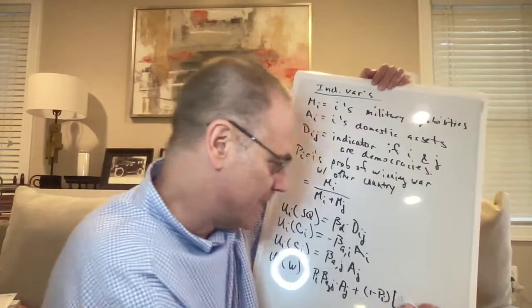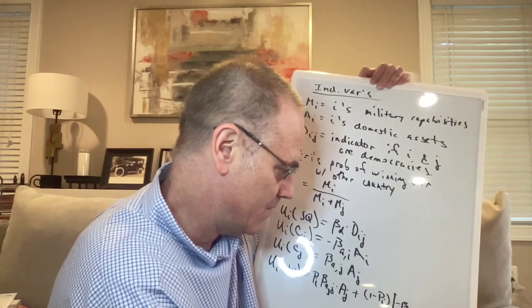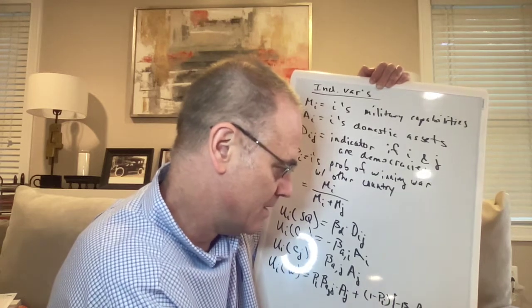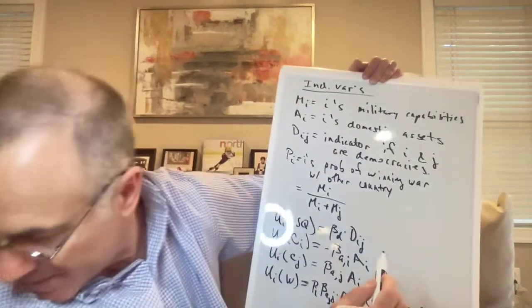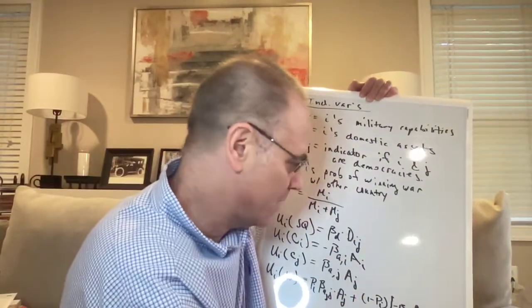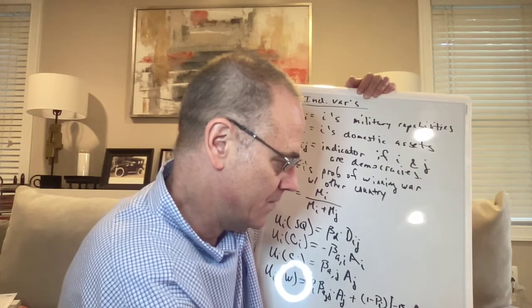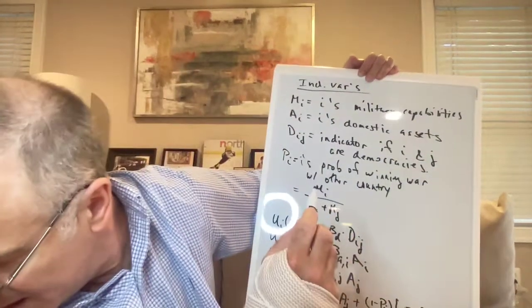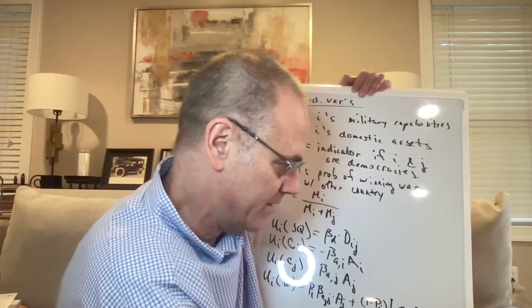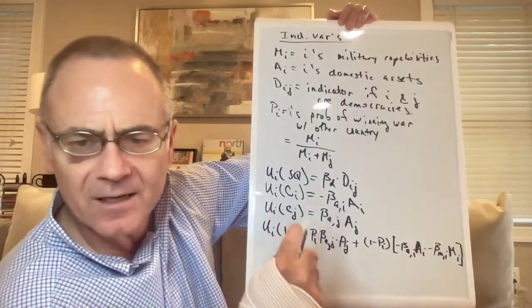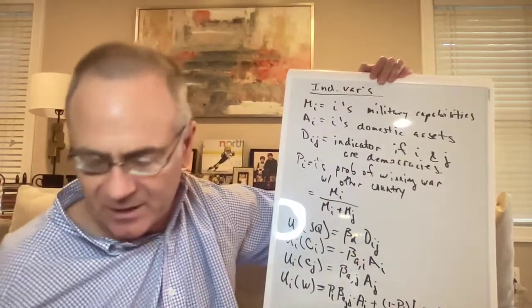what happens if you lose? Negative beta A sub I, you lose your own assets, minus beta M sub I. You also lose your military assets. All right. So those are the utility functions.